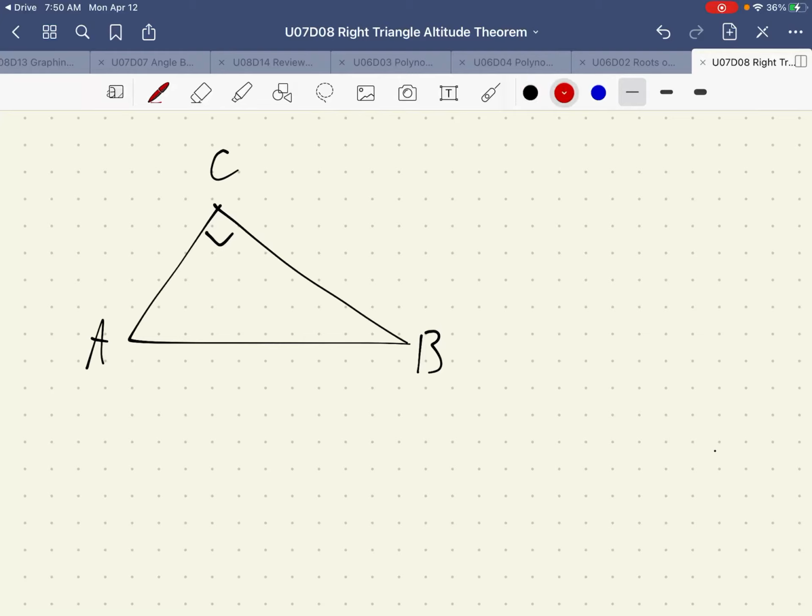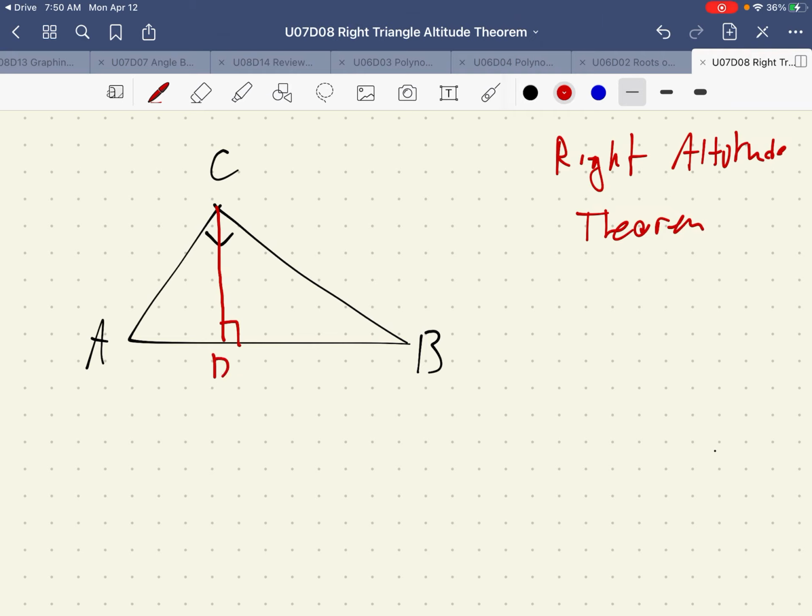All right, guys, today we're going to be learning what's called the right triangle altitude theorem, which leads to three proportions that aren't too hard to remember. The reason it works is because when you have a right triangle and you construct an altitude from the vertex of the hypotenuse, we'll create a new point here and call it D, we've now created three similar right triangles. Let's just briefly show that these triangles are similar.